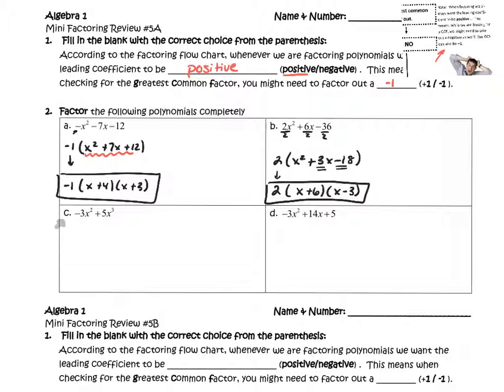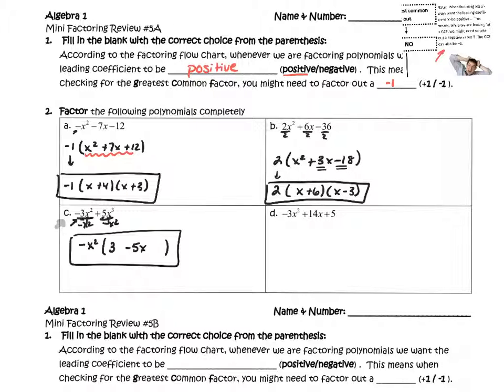When we look at letter C, we're going to look for a GCF, and the leading coefficient is negative. So in this case, I am going to pull out a negative. The numbers 3 and 5 don't have anything in common, but I could take x's from both of those. So I'd be able to factor out a -x squared from both of those terms. So if I divide by -x squared, I'd be left with +3 minus 5x. And that's your final answer there.